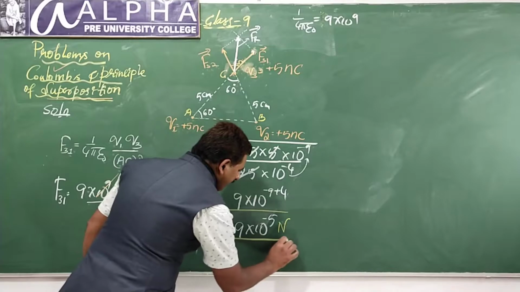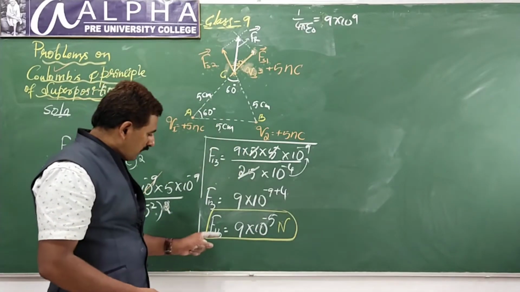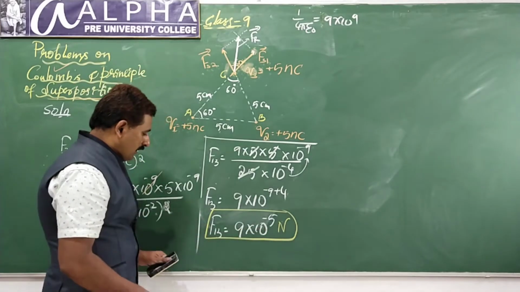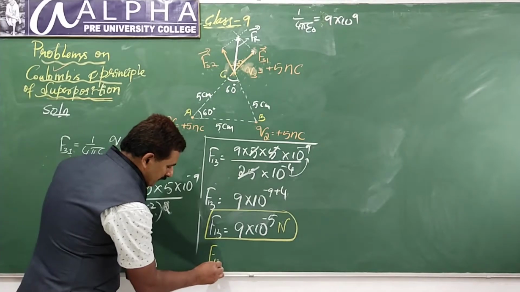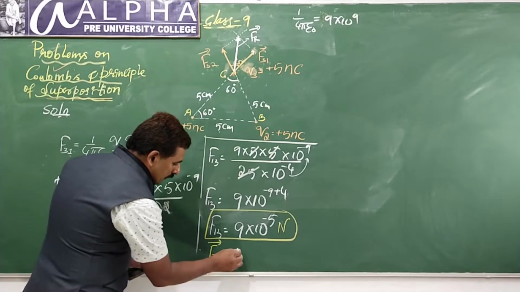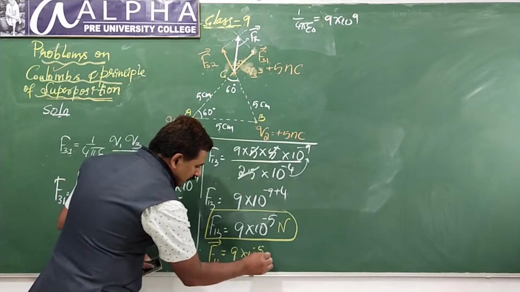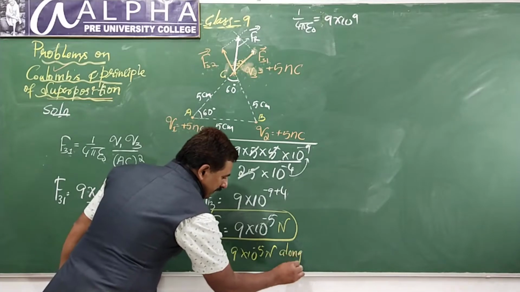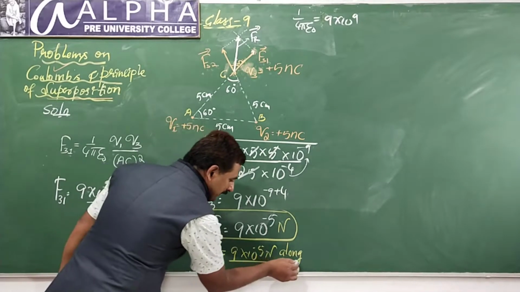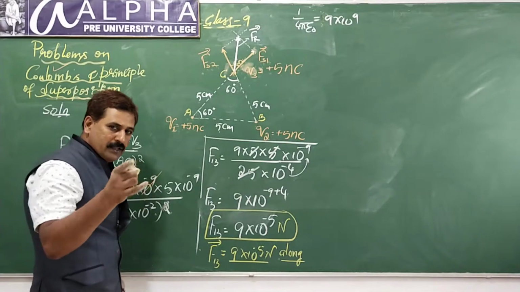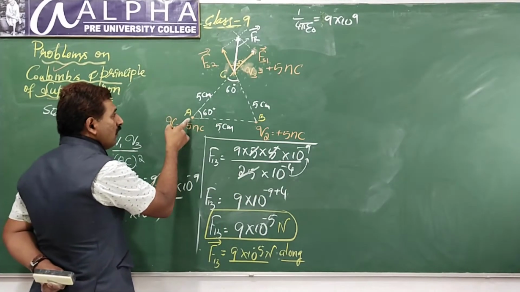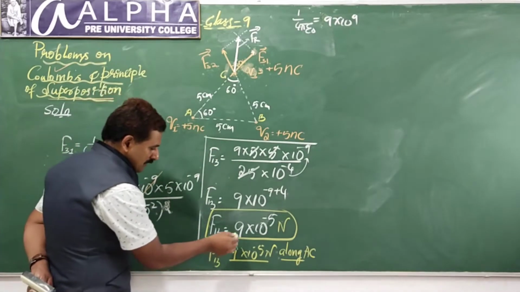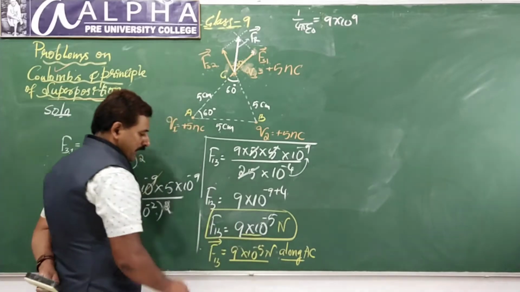As I explained in the previous sum, you can write in vector notation also. How can you write the F13 vector? The magnitude is 9 × 10 to the power minus 5 Newton. What is the direction? Now I am writing the direction. What is a vector? Having both magnitude and direction. Along which way? Along A to C, along AC. That's it. For numerical calculation, leave the direction and use only the magnitude.